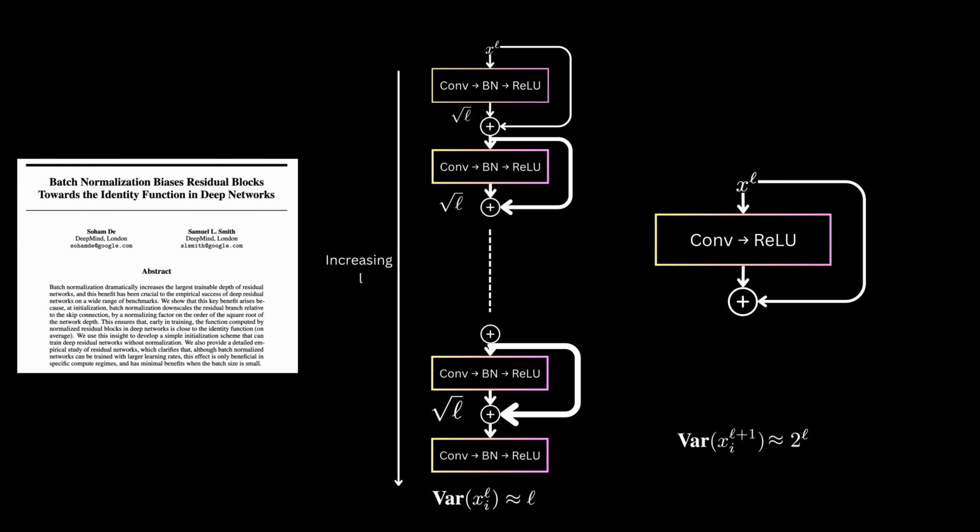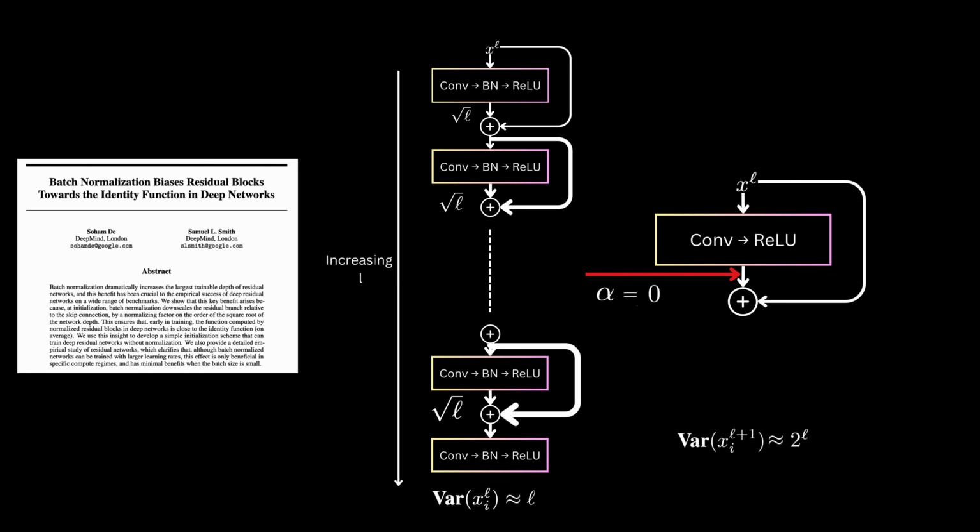Based on this, the authors attempt to train an unnormalized residual network by simply downscaling the residual branch using a learnable factor alpha. They find that as long as alpha is initialized at a value of 1 by square root of d, where d is the depth of residual block, training is feasible. But they recommend alpha to be initialized as 0, so that the residual block represents identity at initialization.